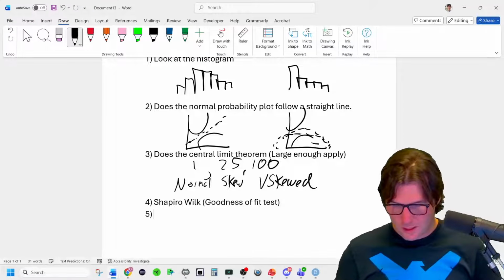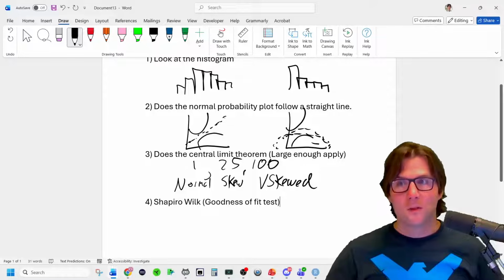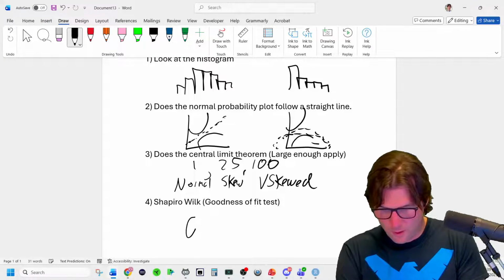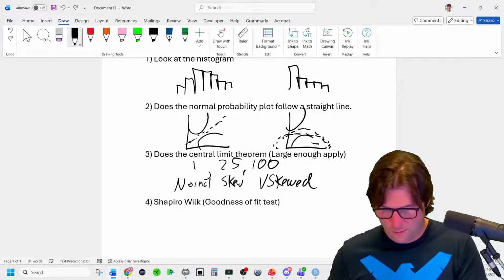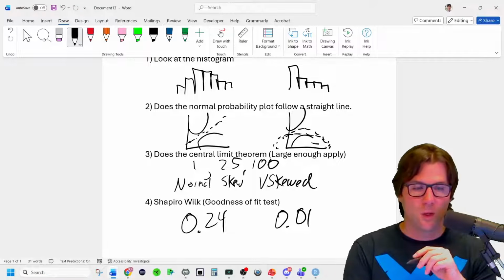Shapiro-Wilk goodness of fit test. If you pass this, you have a high p-value. It could be anything, 0.07, sure, that's high enough, or 0.24. And a low p-value, less than 0.05, means you have evidence of a bad fit.